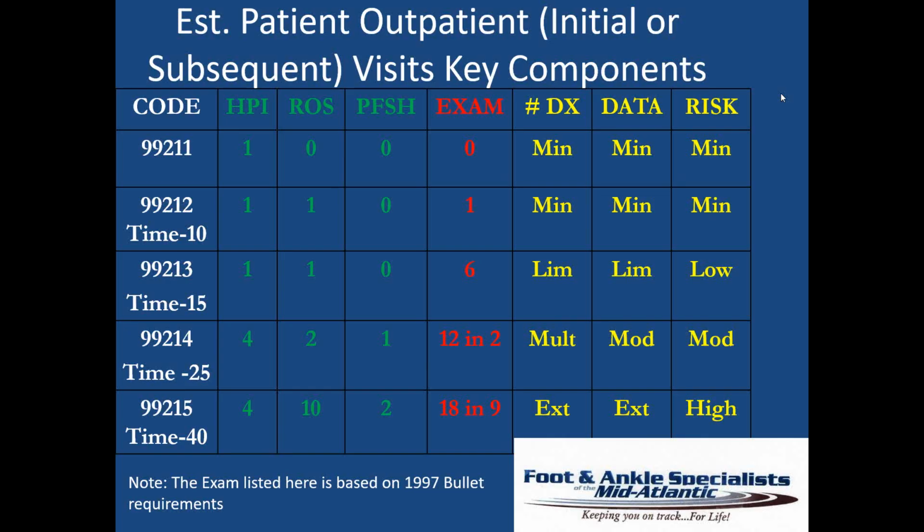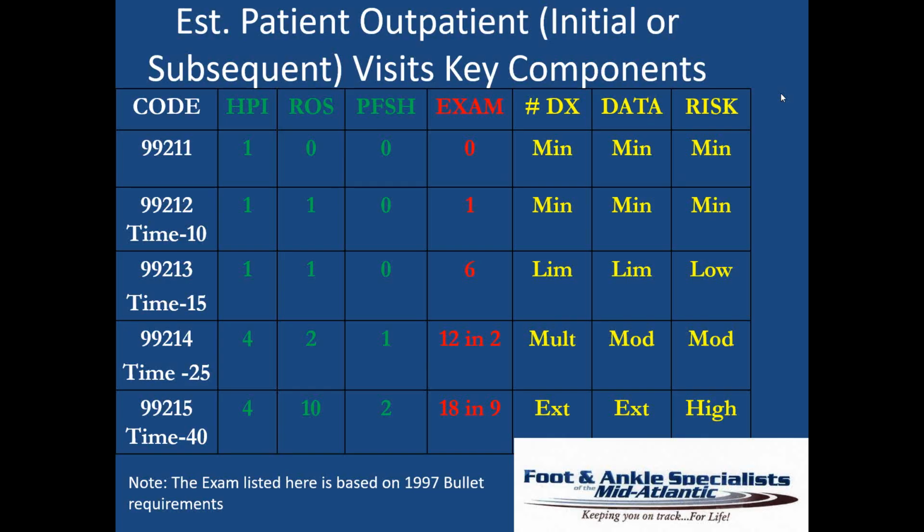There's also supposed to be 1 past family surgical social history to meet the history component. To meet the exam component, the person must have 12 bullets and at least 2 systems in order to meet that requirement. And then the next component is the medical decision making. Of this, you need 2 of the 3 areas. These include the diagnosis, the data, and the risk. So for a level 4, for example, there has to be multiple diagnosis, moderate data, or moderate risk.